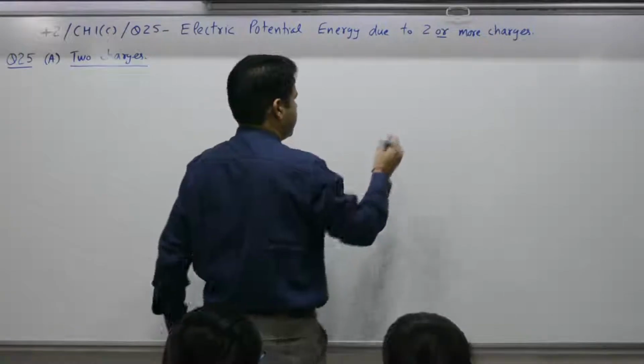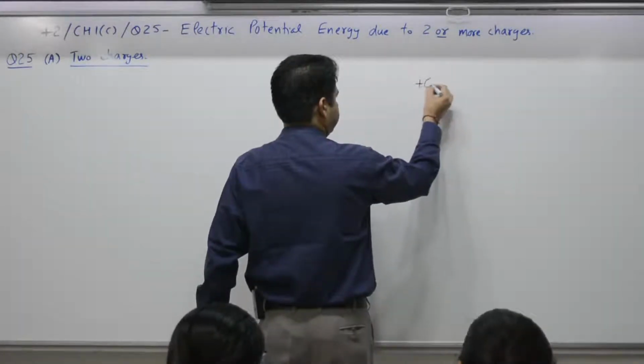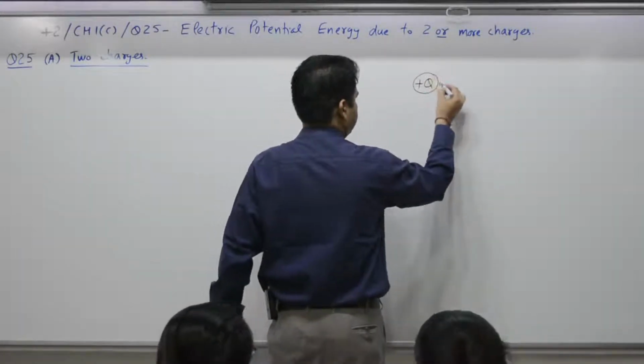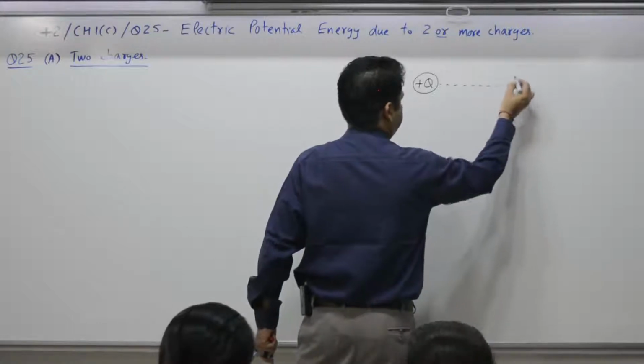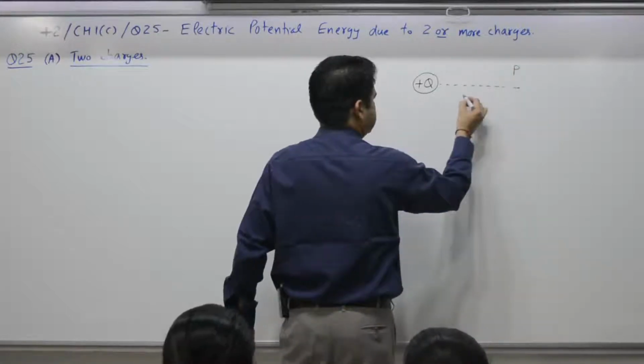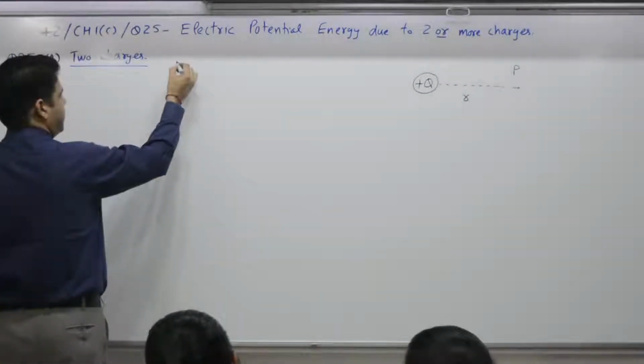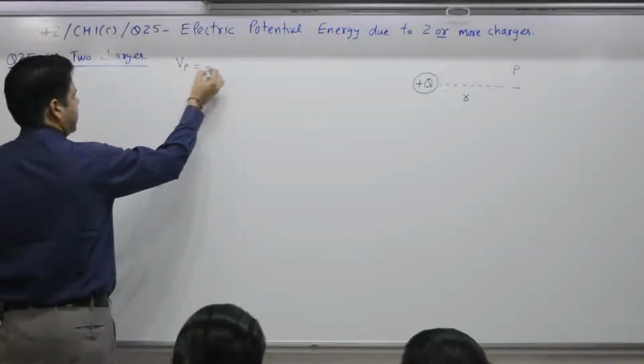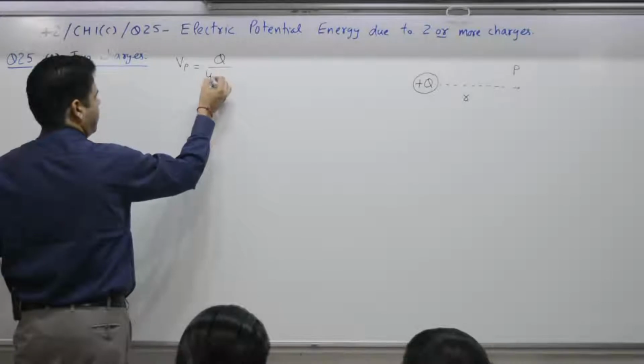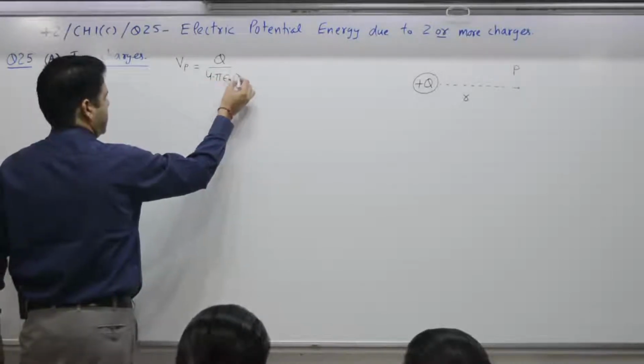What we have covered so far is, if there is a charge capital Q, what is the potential at point P, which is at distance r? Potential at point P is Q by 4 pi epsilon naught r.